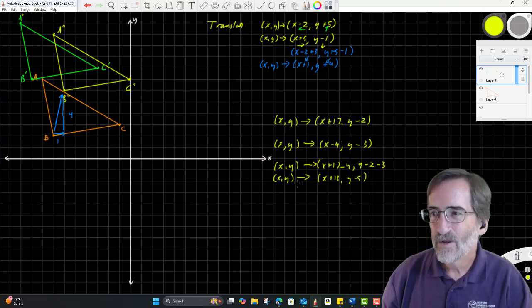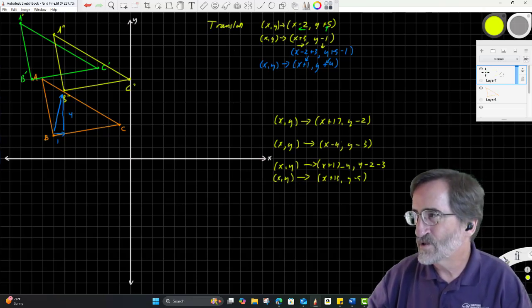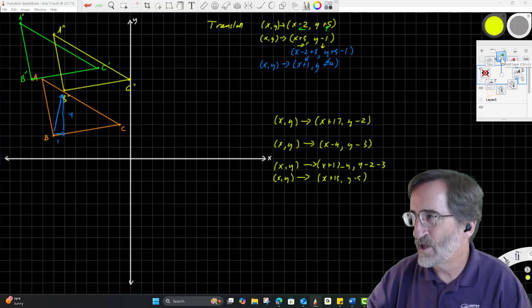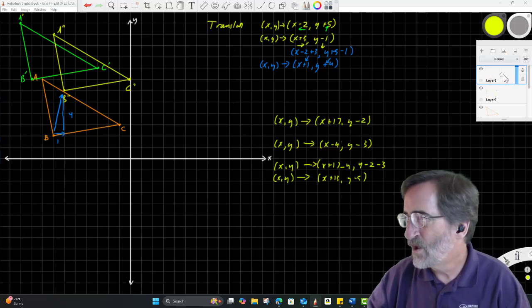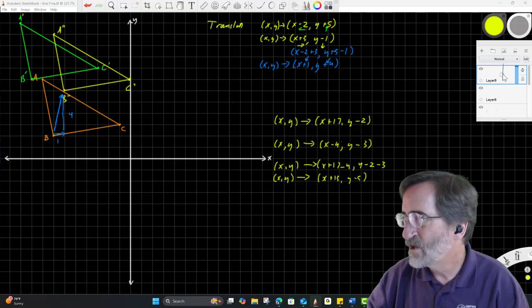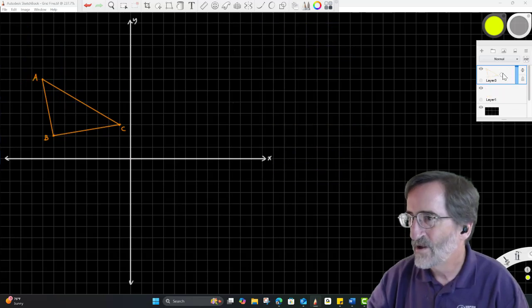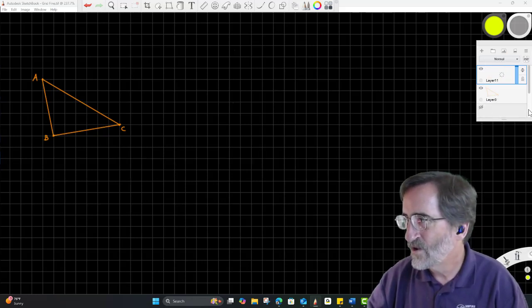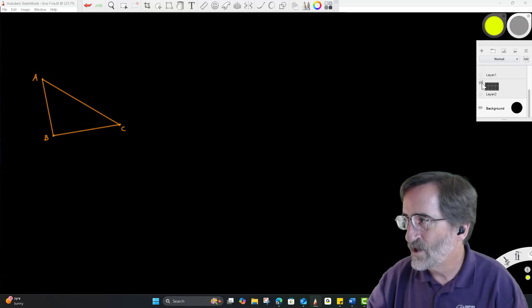All right? The other one I want to explore is this. What if I take the original shape and, whoops, I'm doing the wrong thing. I thought I was erasing layers. Okay. There we go. I'm going to hide the graph, and I'm going to hide the grid.